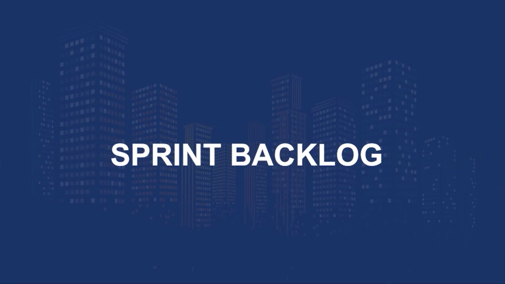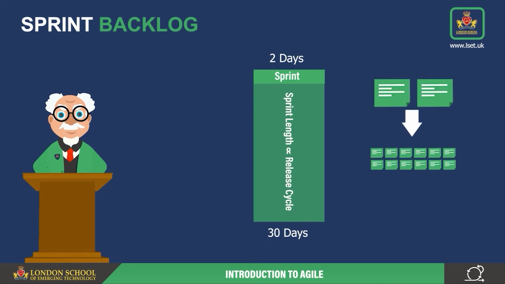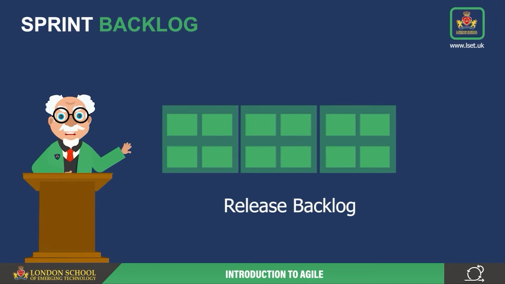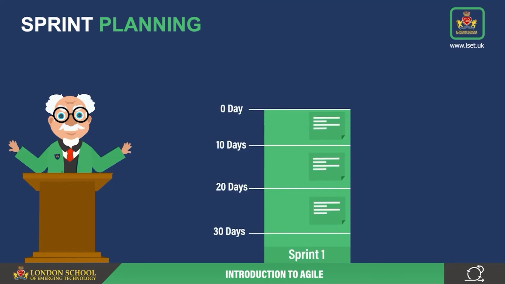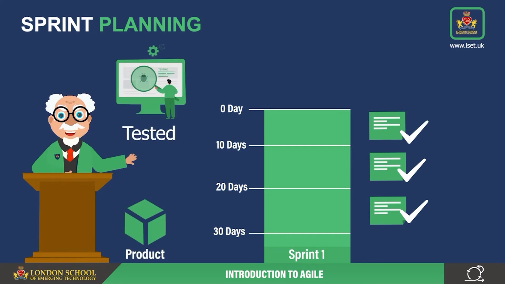Sprint backlog. In a given release, you should have at least 2 to a dozen sprints. At this point, we can divide our release backlog into several chunks and call it a sprint backlog. The most important thing to remember about sprints is that each sprint's goal is to get a subset of the backlog to a shippable state.